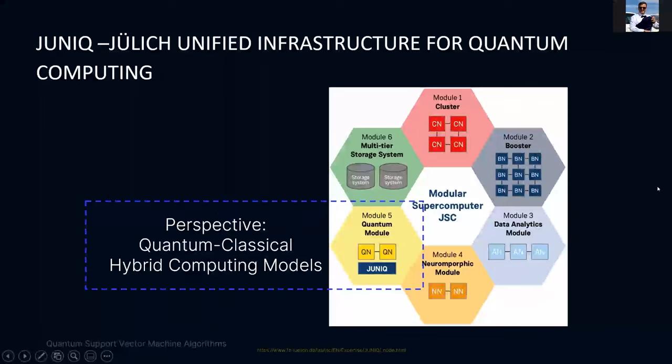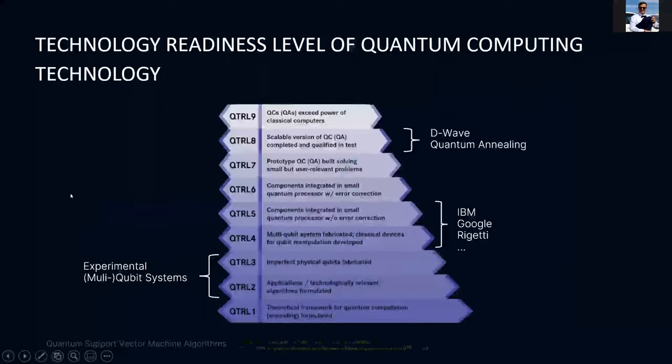For comparison, we also plotted IBM and Google, which are more focused on gate-based quantum computing, and which are at a more intermediate readiness level, on levels 4 and 5. As I said before, it's always difficult to make comparisons between those technologies because they are different in nature.